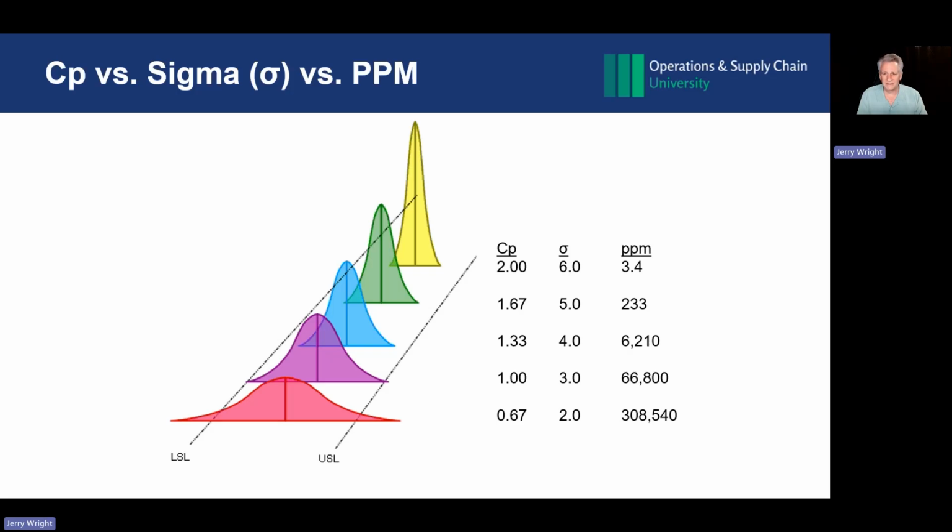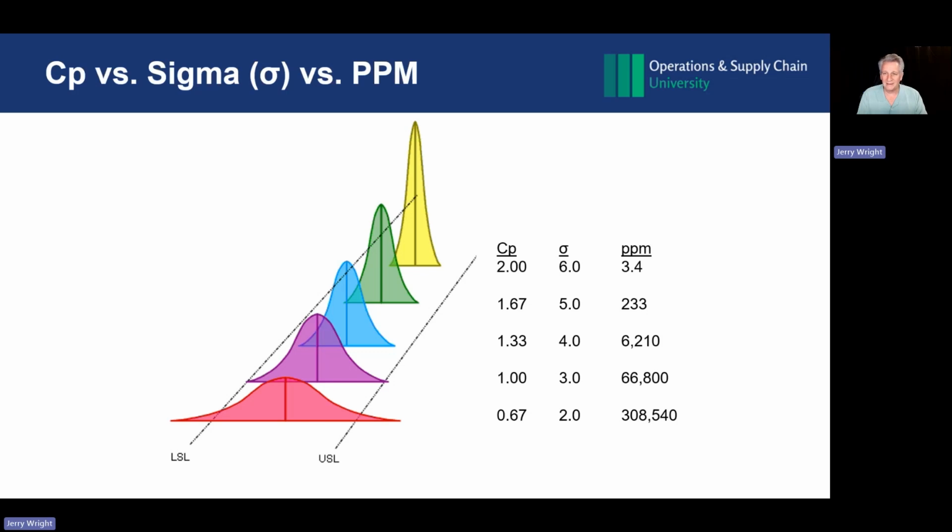If I move up to a sigma level of 3, I have a Cp of 1. Now I only have 66,800 defects out of a million. Where I need to be, and where this is an expectation, is I want to be at a Cp of 1.33 or a 4 sigma level or higher. That means my defects are only 6,210 out of a million.